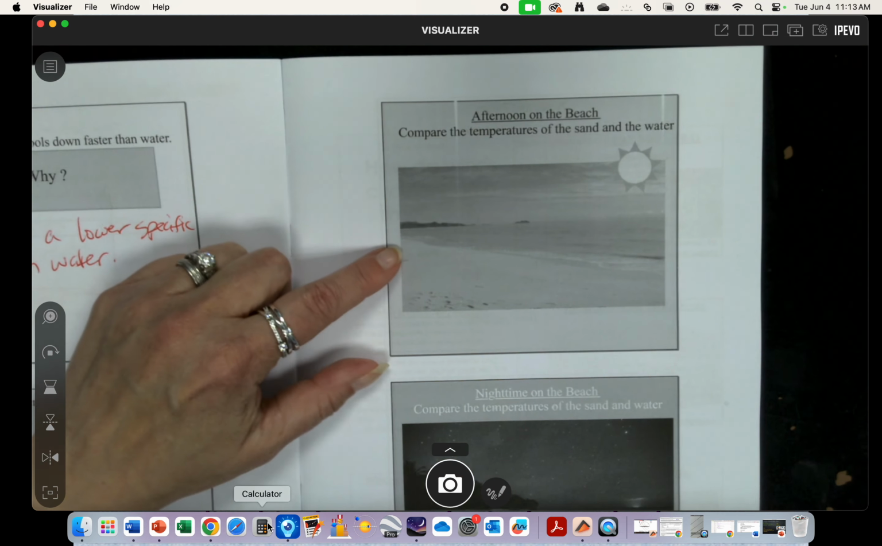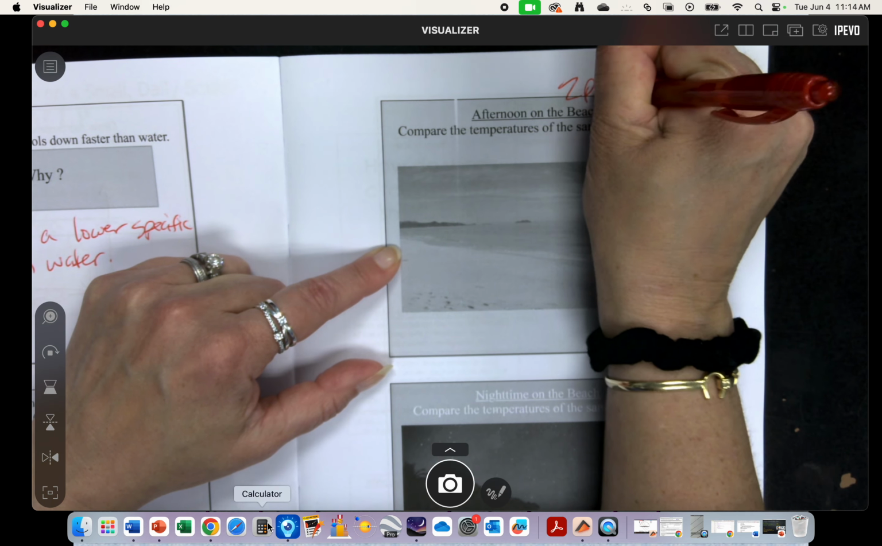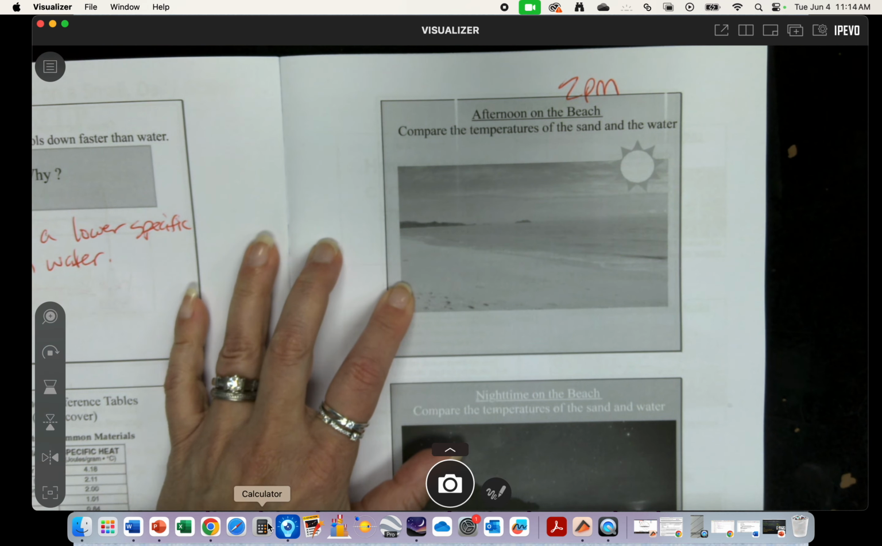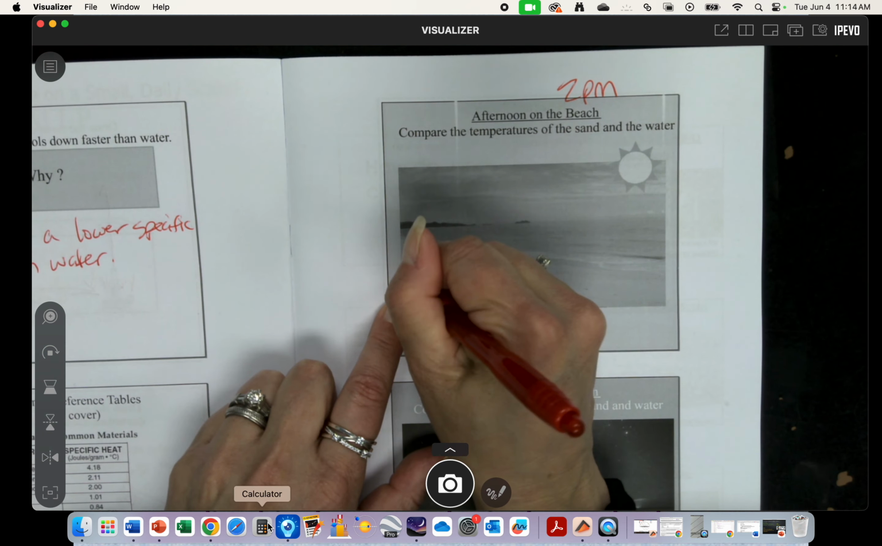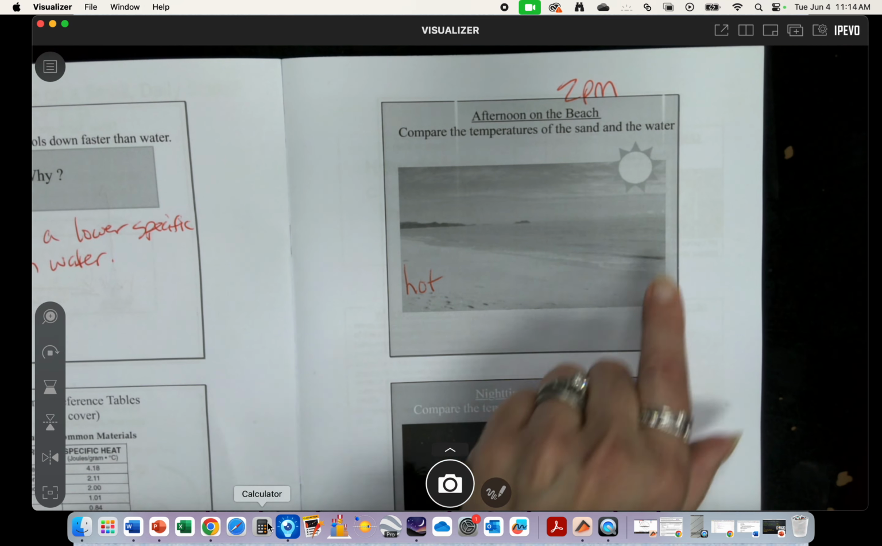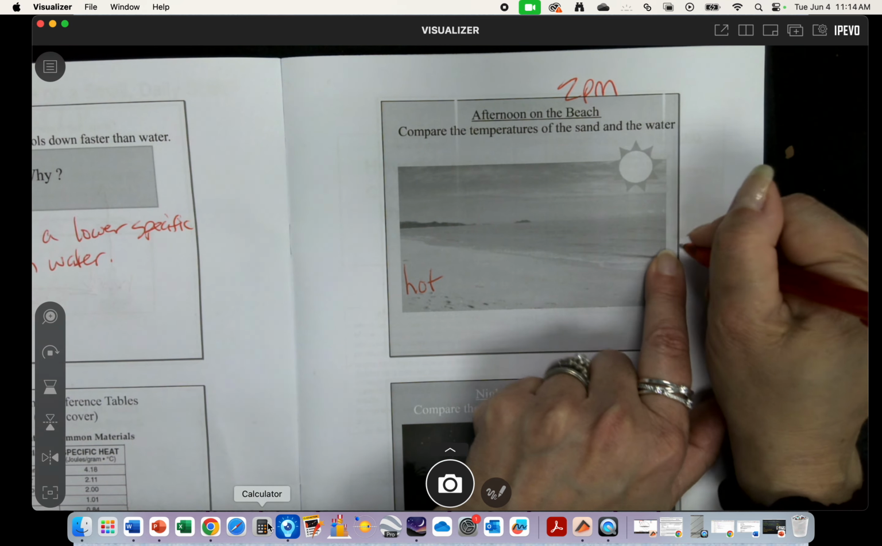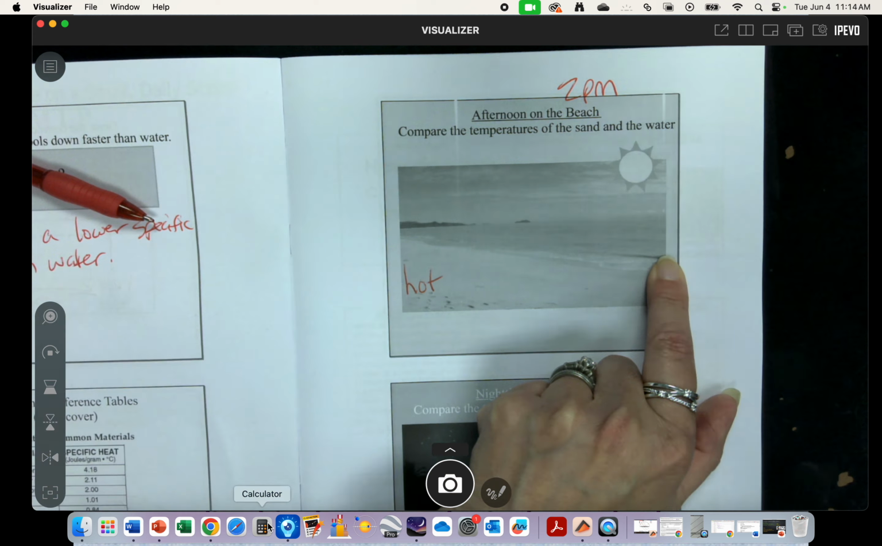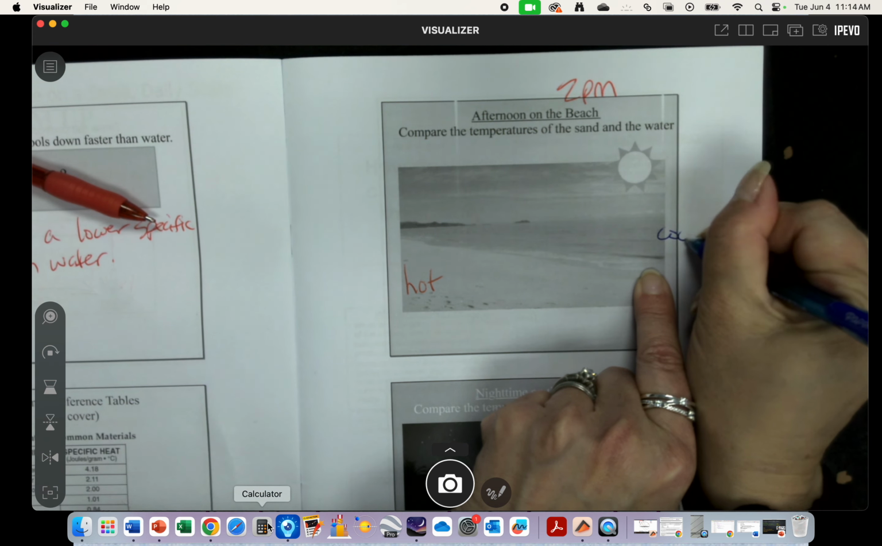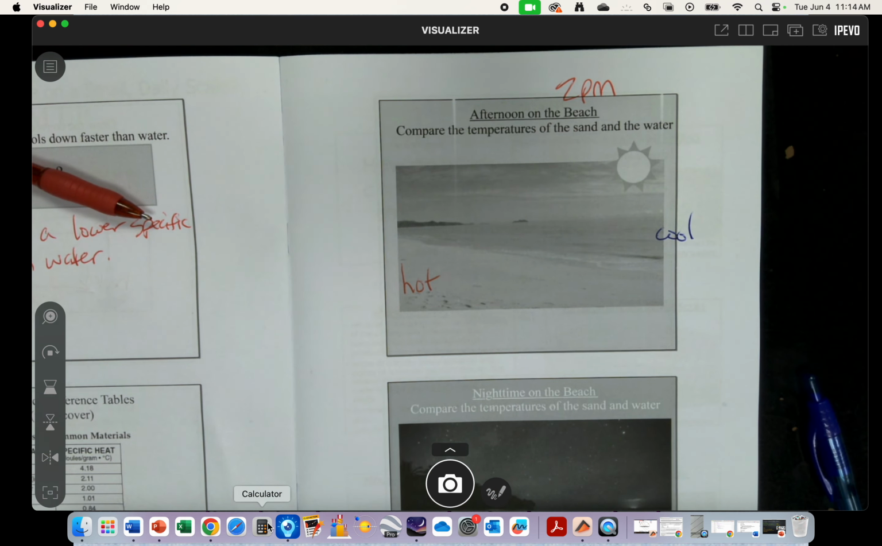Okay, 2 p.m. on the beach. Tell me about the temperature of the sand. It's hot. Tell me about the temperature of the water. Pretty chilly. It's cool. Draw the convection current that's created during the day on the beach based on those relative temperatures. Go!